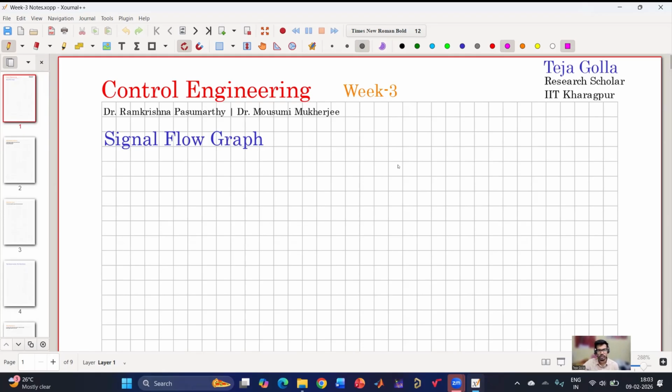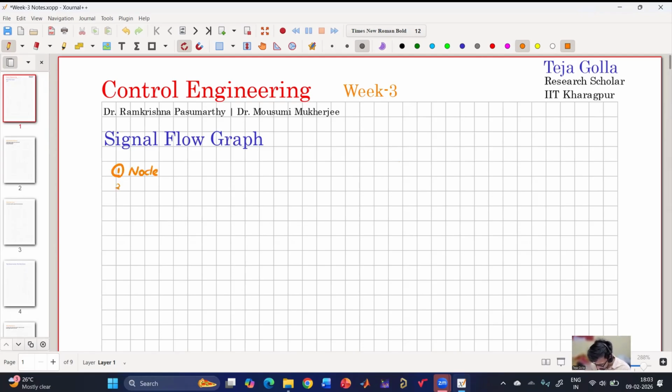In a signal flow graph, first we need to understand two things. First is the node, and second is the branch.